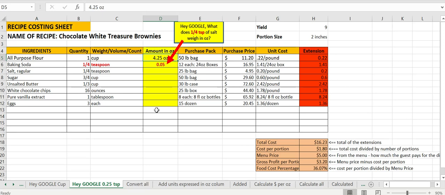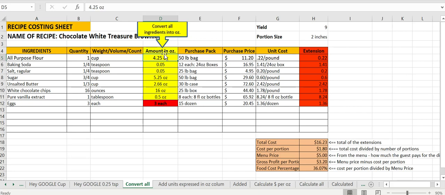Now we're going to convert. I'm going to go ahead and convert the rest of the items from their unit of measure, which is mostly volume, into ounces. So now we have everything in ounces except for the eggs. That's measured by the each, but that's okay because our eggs are sold by the dozen, and we're going to talk about that a little bit later.